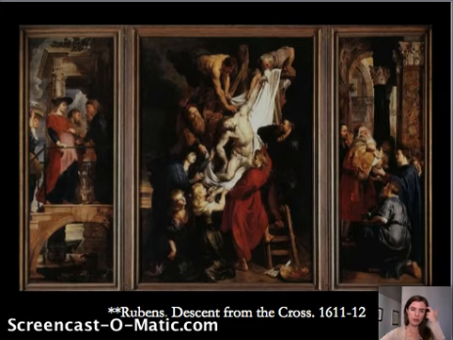The pendant piece, or really the piece that fits as a pendant to this, and they're both in the Antwerp Cathedral now, is the descent from the cross. So what we see here is the moment after the crucifixion. So again, rather than picking that static moment where Christ is up on the cross, it's the moment where his body is being taken down.